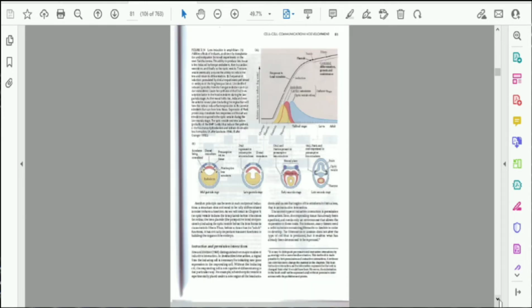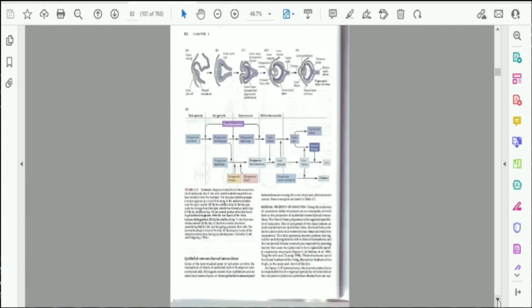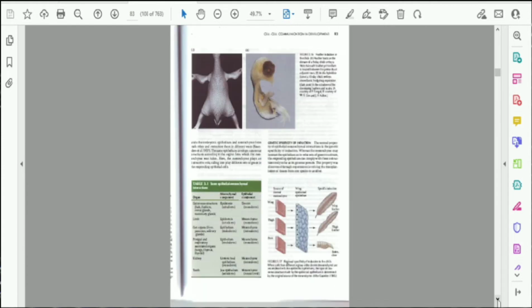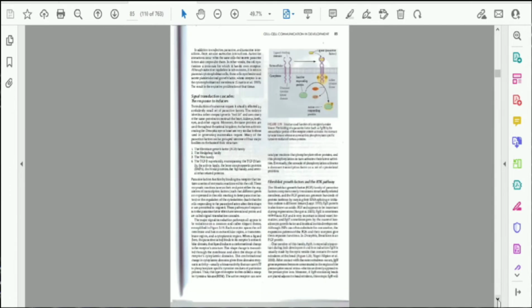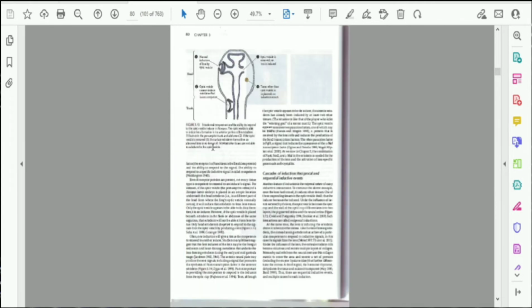No need to study instructive and permissive inductions and epithelial mesenchymal interactions and all. You just study only that particular thing. And if you have time, like if you have much time, ma'am, and you want to score some decent marks, then go for studying these kinds of things, like different types of pathways. You can go and study all those pathways.